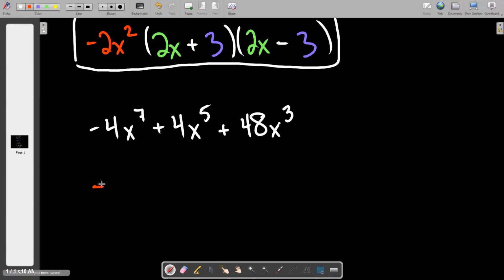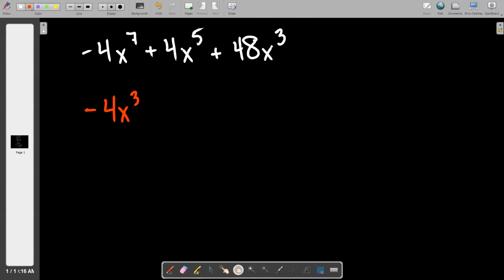What else can I get out of 4, 4, and 48? I can get a 4. And what else can I get? I can get x to the 3rd. Remember, the G in GCF stands for greatest. I want to get as much as I can out of everybody. And now I rebuild. And the rebuilding is where we expose the actual math problem, where we're going to dig in and figure out what we want to see. What's left?